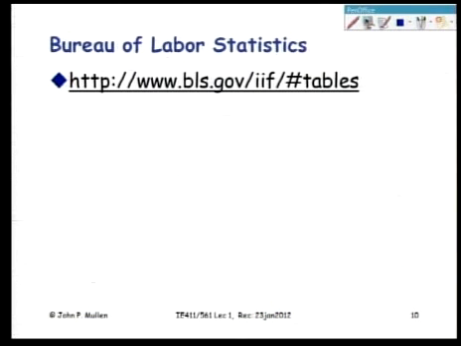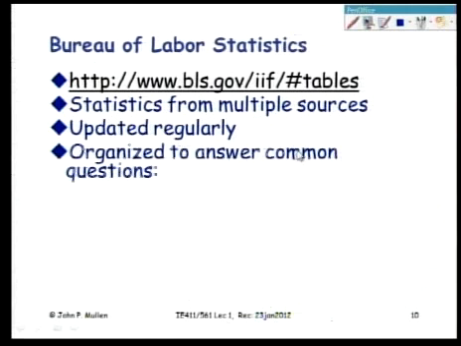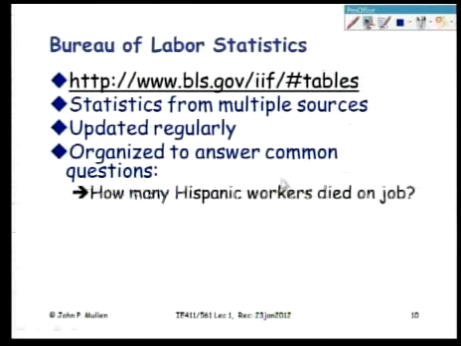Injuries, let's see, IIF, Industrial Injuries and Fatalities. That's what IIF stands for. And then there are tables, a report that comes out every year on what has happened. This is compiled from multiple sources, and it's updated regularly, so we'll see in here that some of the data is preliminary because it just continually tries to collect more and more information. And they try to organize this to answer the kind of questions someone might ask in safety management.